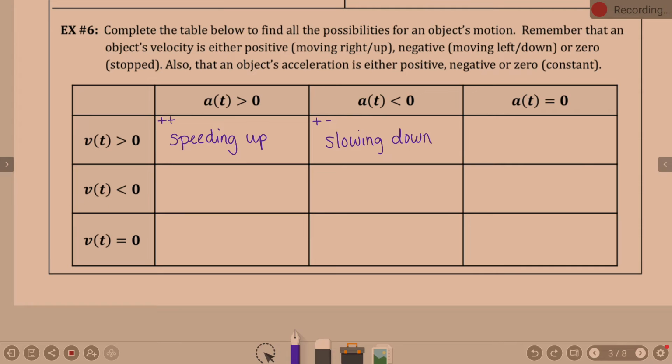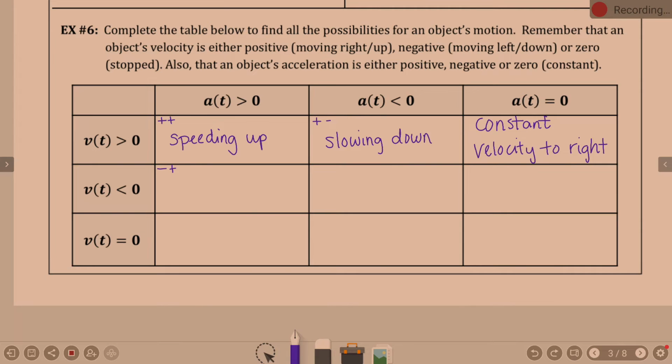Okay, so it's constant, right? That acceleration of 0 means we're constant, and because the velocity is positive, it means we're going to the right. So constant. I'm going to say velocity to the right. Okay. Next row. What about if my velocity is less than 0 and my acceleration is greater than 0?